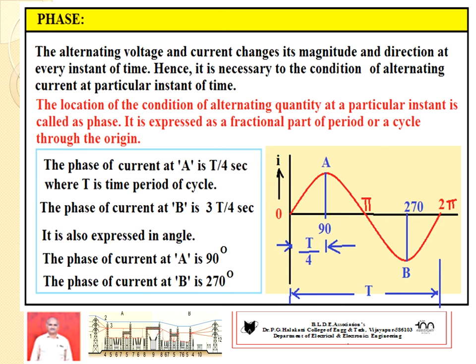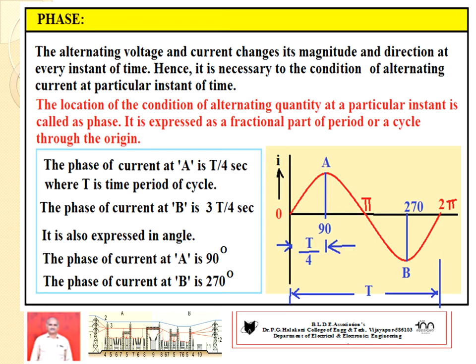Next concept is phase. It is a well known fact that alternating voltages or alternating currents are continuously changing with time. It goes on changing with every instant of time. Hence, for analysis of AC quantities, we have to know the condition of the alternating quantity at a particular instant of time. So, it is known as phase. The location or condition of an alternating quantity at a particular instant is called phase.